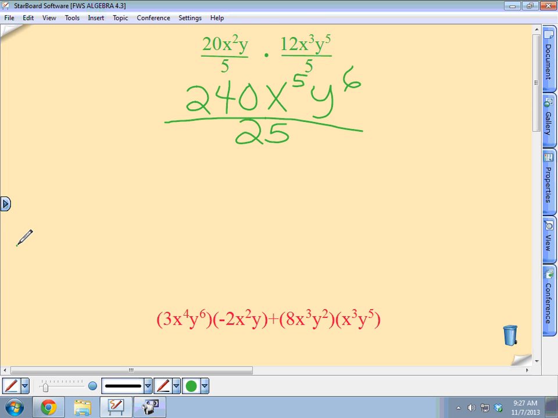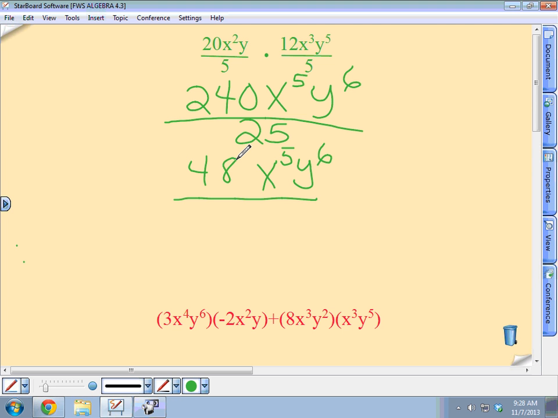So what's 240 divided by 5? Think of it like this. How many times does 5 go into 100? How many nickels are there in a dollar? 20. So 100 divided by 5 is 20. So 200 would be 40. How many times does 5 go into 40? 8. So 48.